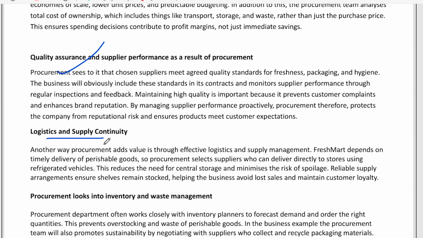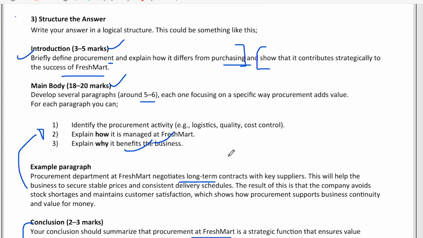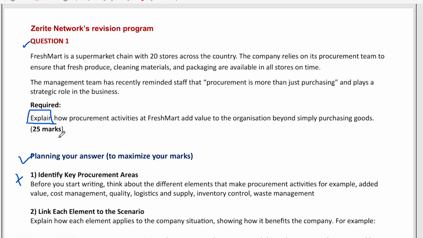For example, logistics and supply continuity, meaning what? Another way procurement adds value is through effective logistics and supply chain management. Why are we talking about value? If you go back to the question, so that you're not just pulling things out of nowhere, the question was, explain how procurement activities at Freshmart add value, beyond just simply purchasing.